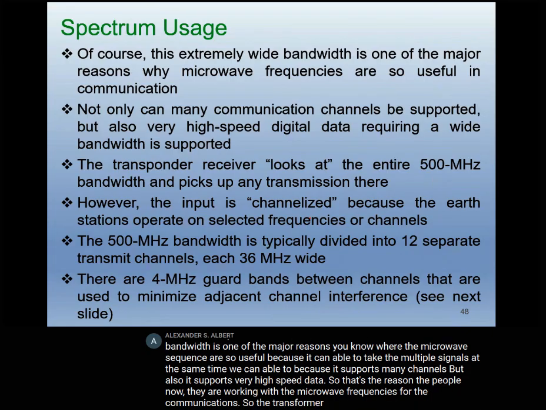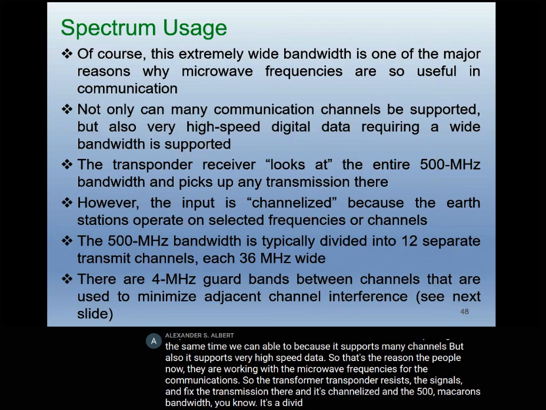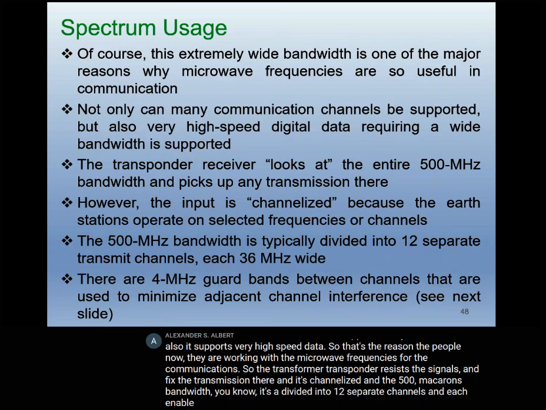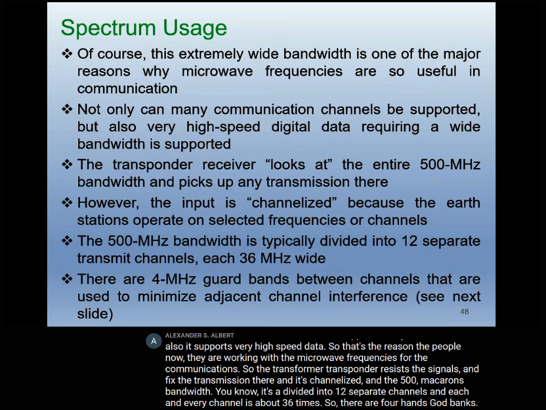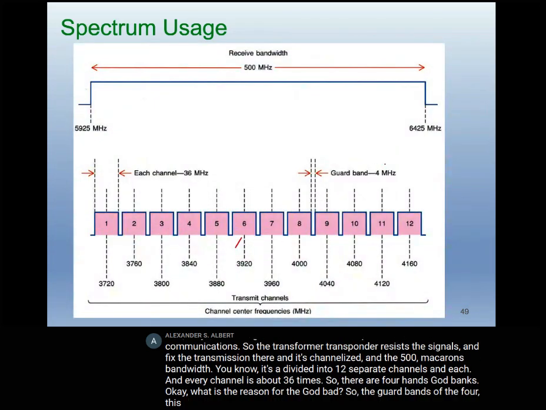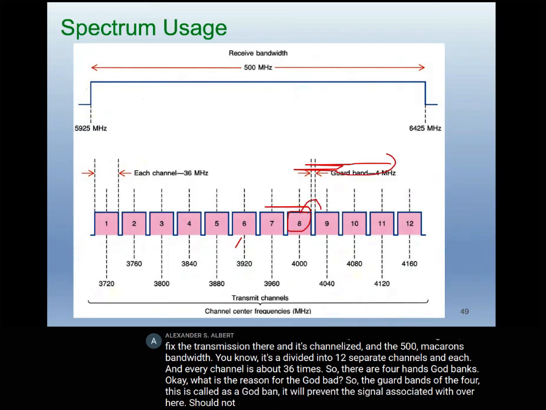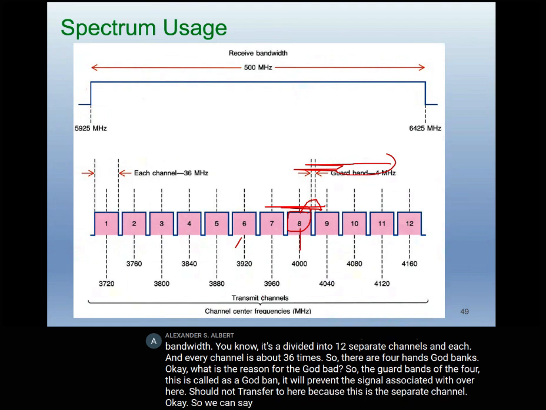The transponder receives the signals and picks up the transmission. It is channelized, and the 500 megahertz bandwidth is divided into 12 separate channels, each about 36 megahertz, with 4 megahertz guard bands. What is the reason for the guard bands? The guard band prevents the signal associated with one channel from being transferred to the neighboring channel, because it is a separate channel.